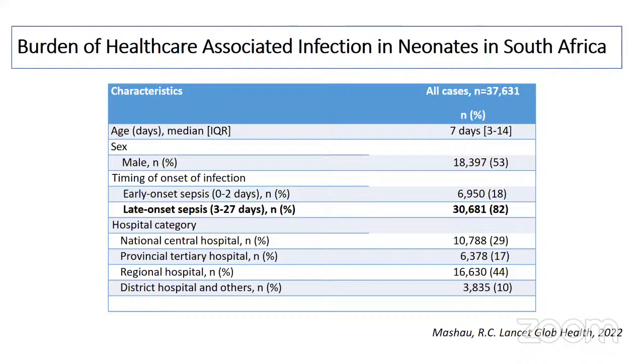So you can see that what we call hospital-acquired infection is a major problem in terms of what we're experiencing in the facilities. And again, from this study, if you look at the national level, the major contributors are the national central hospitals, which most of the time are the so-called academic hospitals, and the regional hospitals. They contribute significantly to the number of neonates who got sepsis in the country, followed by the provincial tertiary hospitals and the district hospitals.